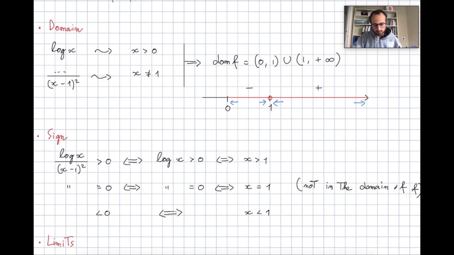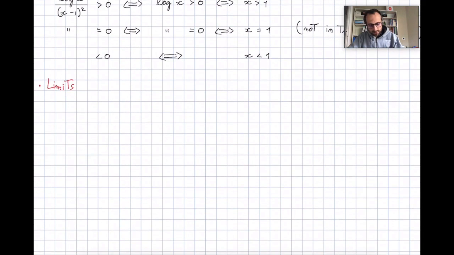So let's do these four limits. Let's start with the first one, which is the limit as x goes to 0 from the right of log x over (x minus 1) squared. It's helpful to look at the numerator and the denominator separately. So let's look at the numerator first.